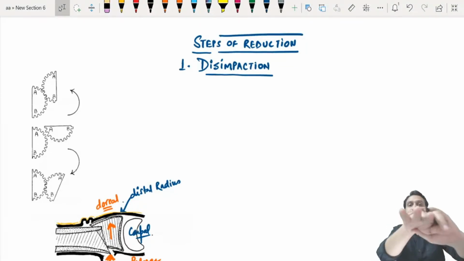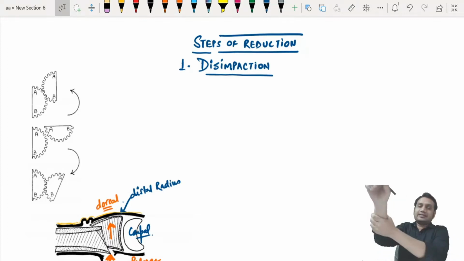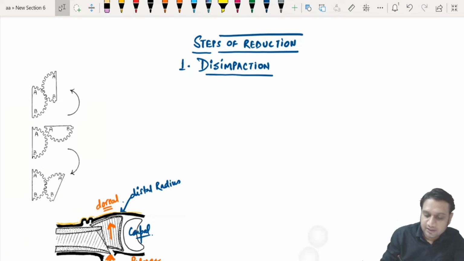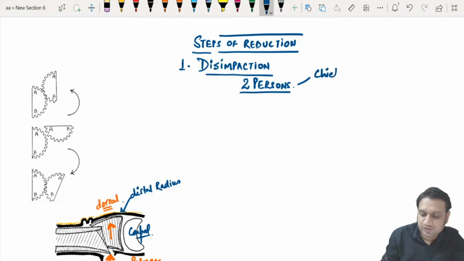One is direct pull, right? Pull the proximal part in one direction and the distal part in the other direction, and they will move apart. But now the point is, you have to understand, disimpaction has to be done in a proper sequence. How? We need 2 people to reduce one Colles. It is not about one person only, we need 2 people, right? One is the person who is giving the plaster, who is trying to reduce, and one assistant. So 2 persons are required. One is the chief person who is reducing the fracture and one is an assistant.